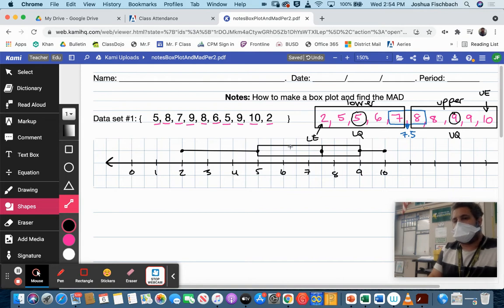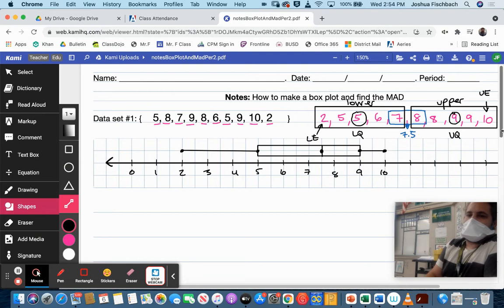Remember, the wider your box is, the more spread out your center 50% of your data is. The longer the whiskers, the more likely you have an outlier. So in this case, it's much more likely that we have a low outlier than a high outlier, and that makes sense. The 10 is close to the 9, they're not really far apart, but the 2 is pretty far away from the 5. So our outlier would be 2, right, in this case.